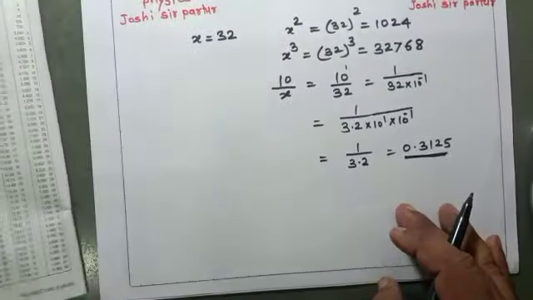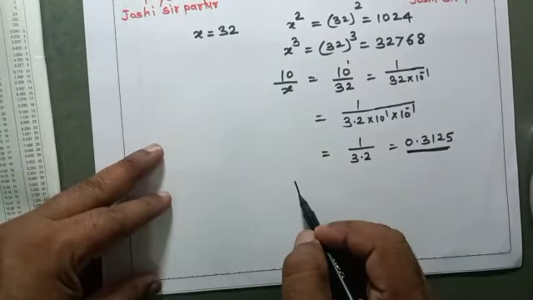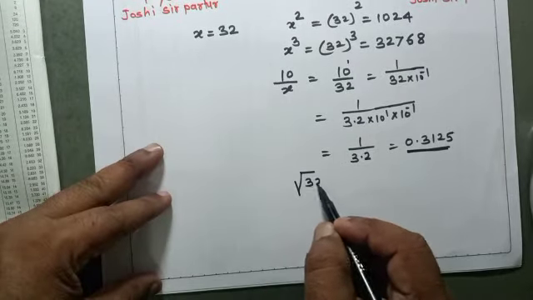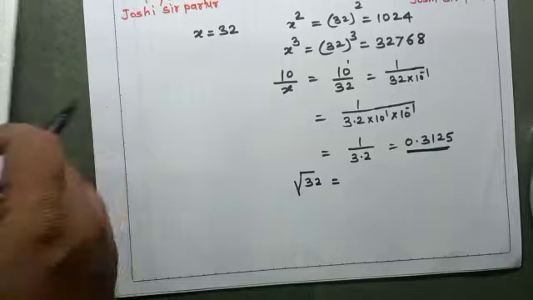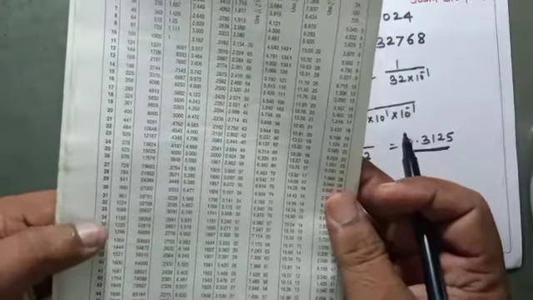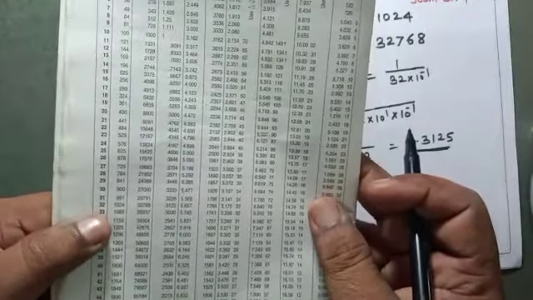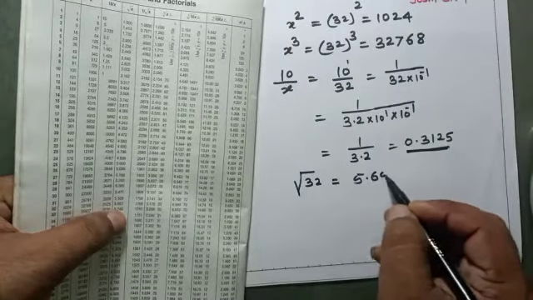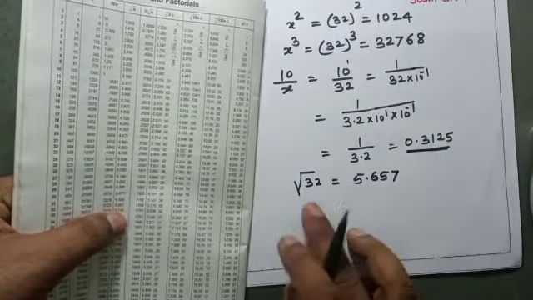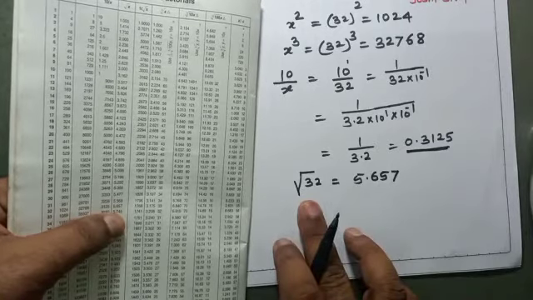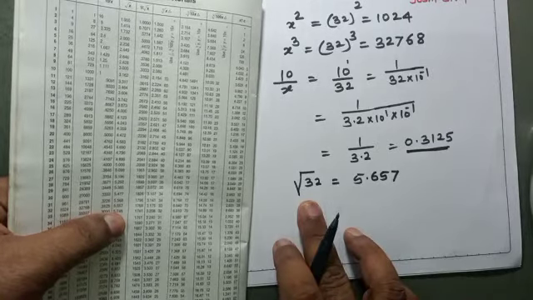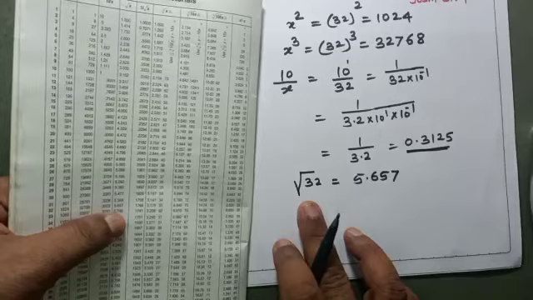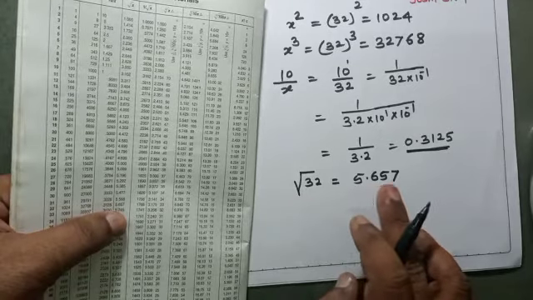Another, when we see the square root of 32, directly the square root of 32 will be 5.657. We can check it in the square root table from 10 to 100. The square root of 32 will be 5.657.